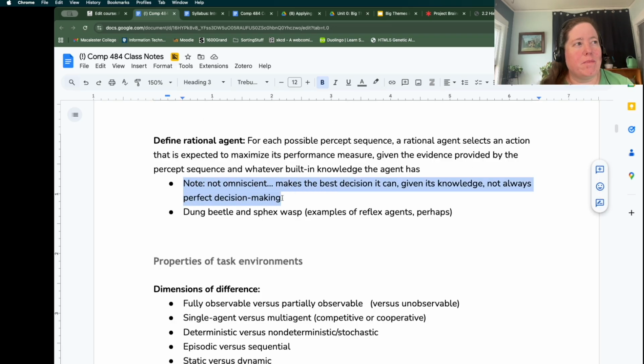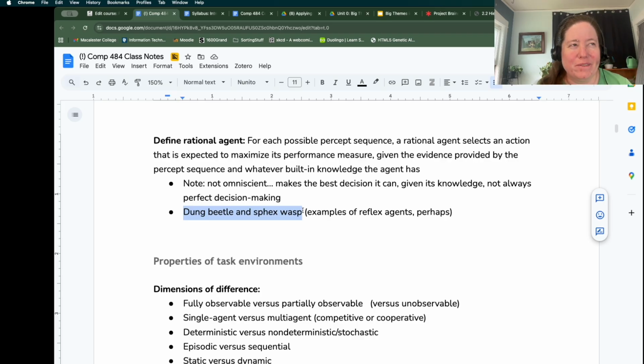Note here, we're not talking about an omniscient agent. We're talking about an agent that makes the best decision it can given the knowledge that it has. And there are definitely places where the exact rules for where this behavior comes from may be really different.